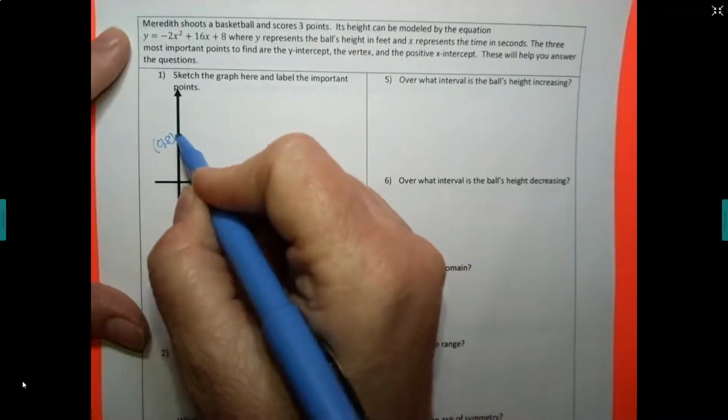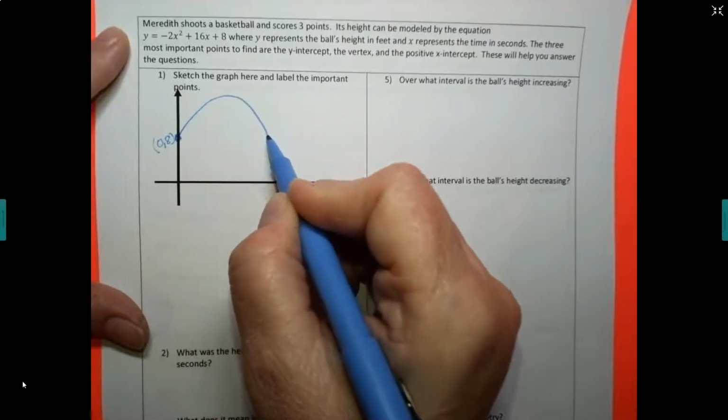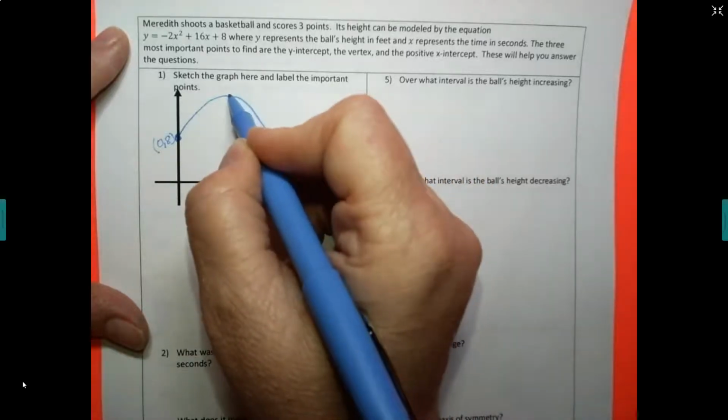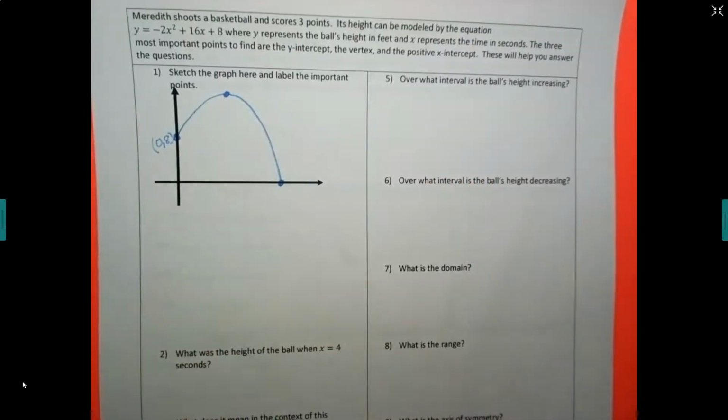And then Meredith throws the ball, and the ball will go up, and the ball will come down, and it's going to hit the ground right there. That would be my positive x-intercept, and here's my vertex. Those are the points that you're going to want to find.